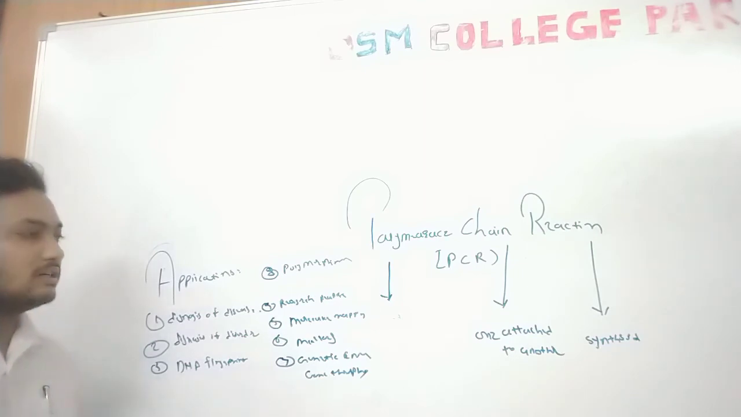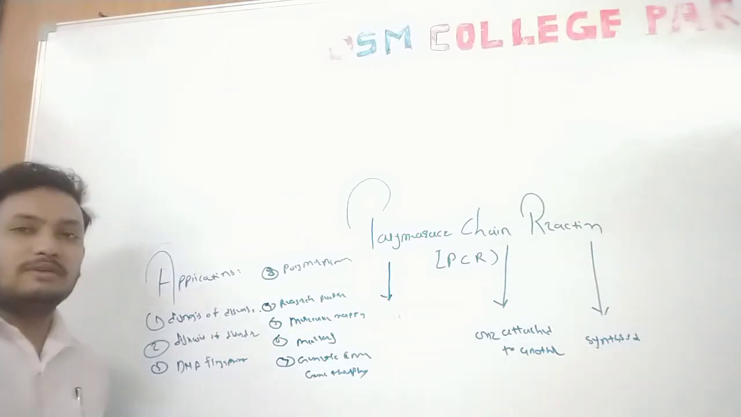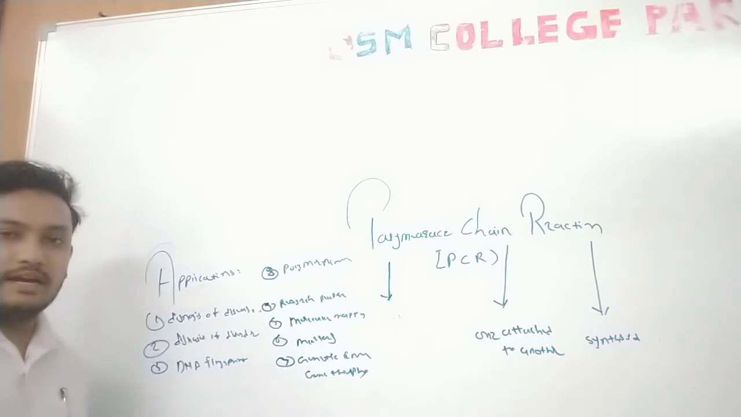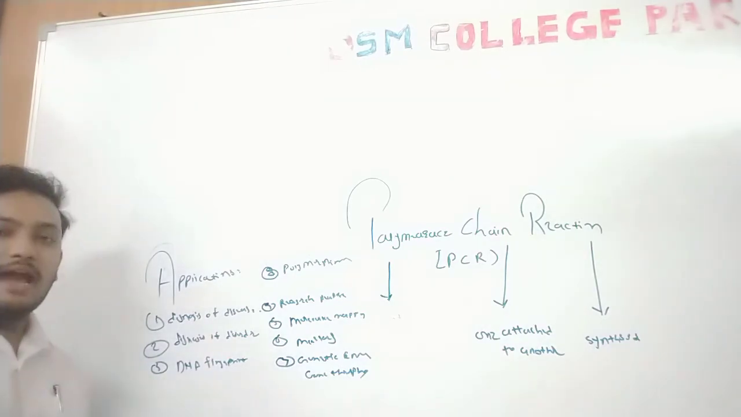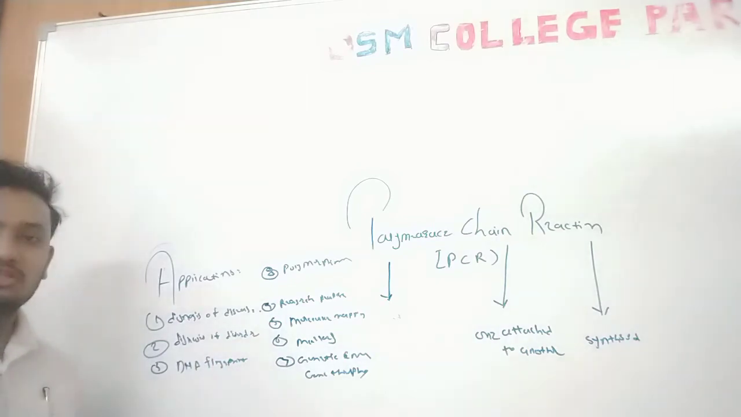So we discussed what the polymerase chain reaction is and who invented it. Kary Mullis discovered the polymerase chain reaction. The mechanism of the reaction is denaturation, annealing and extension, and these are the applications. So here we have completed in detail what the polymerase chain reaction is.